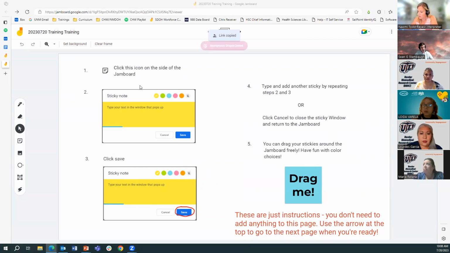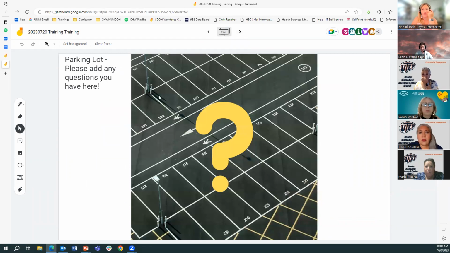This first slide is just instructions for how to use the Jamboard. You don't need to type or add anything here. What you'll want to do is come up to the next frame, this arrow on the right top, and then you'll find the parking lot. This parking lot space is just if you have any questions that come up during the training, things that you want to ask, but maybe we don't have time for, go ahead and post them here at any point throughout today, and I'll make sure to follow up and answer those questions either in my post-training memo or before we end our session today.